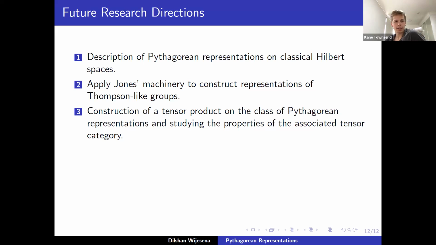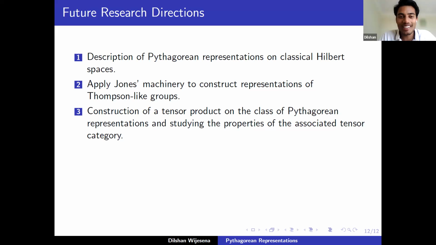I guess I have a slightly far-fetched question, which is that Ryan is doing a generalization of Thompson groups. Is there any way that you could extend your representation theory results to the Forest-Skene groups?